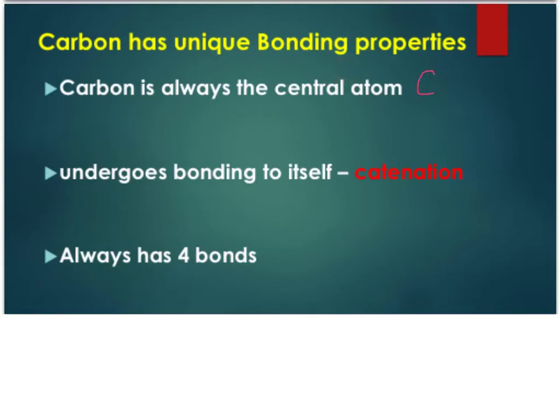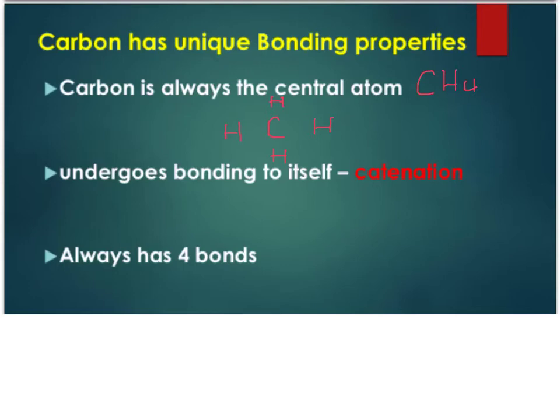So if I have CH4, like we saw before, carbon is going to be in the middle. Let me not put that yet. So when we do it, carbon will always be in the middle. Hydrogen here, hydrogen here. So it's in the middle, not so?